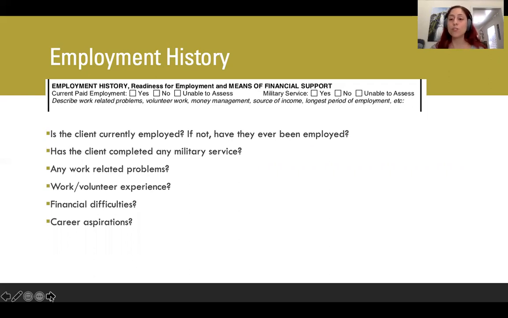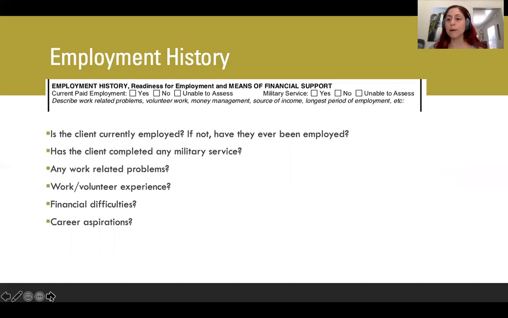So again, don't just overlook it and say, well, they don't have a job, they've never had a job, so NA or client denies. There are other things that are listed here that are important. Military service goes here. Any financial issues or financial successes could go here. And ultimate career aspirations or goals also can go here.